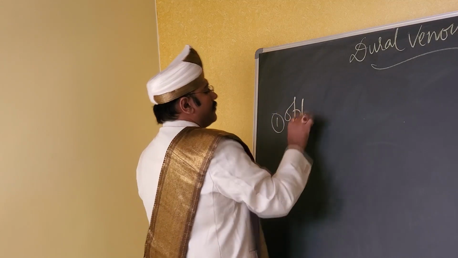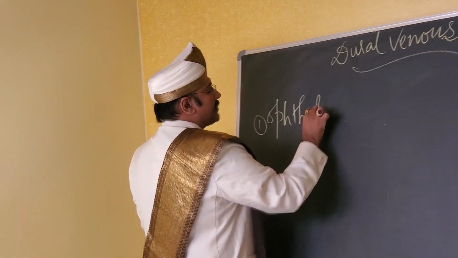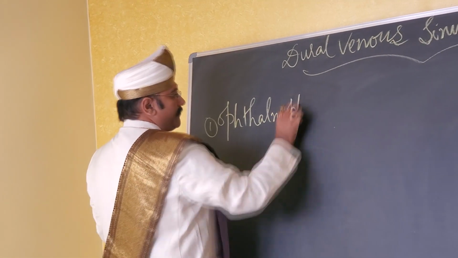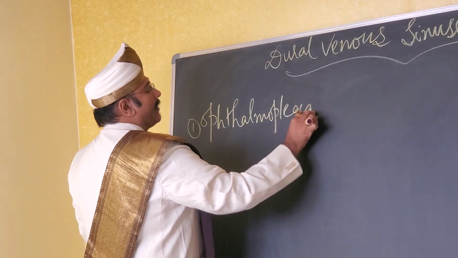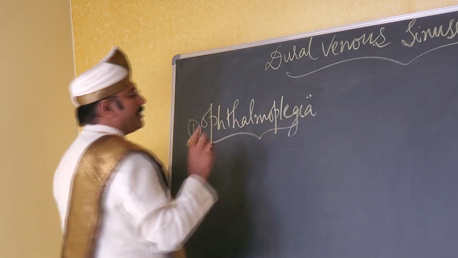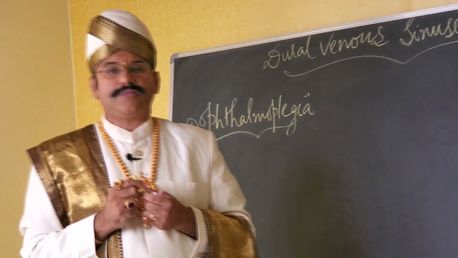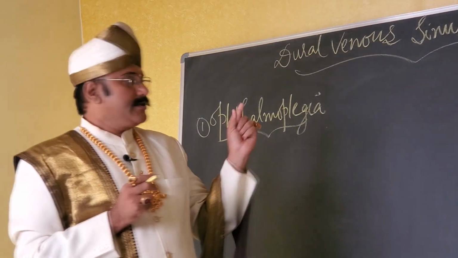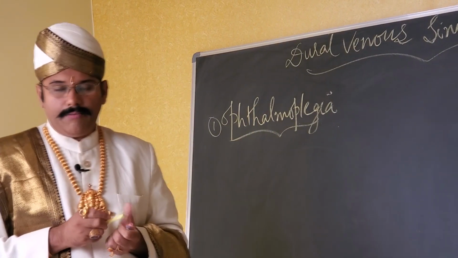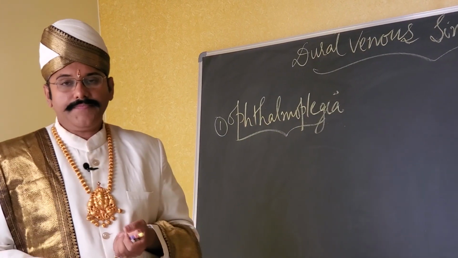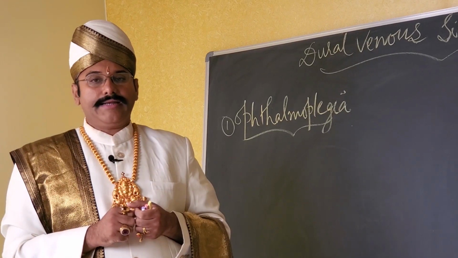ophthalmoplegia. What is that called? Ophthalmoplegia. So what do you mean by ophthalmoplegia? The injury or the infection of these nerves which result in the paralysis of extraocular muscles will result in a condition called ophthalmoplegia. Please look at me. If you want to see to your right, you move your eyes to the right. If you want to see to the left, you move your eyes to the left. If you want to see the roof, you look up and you look down.